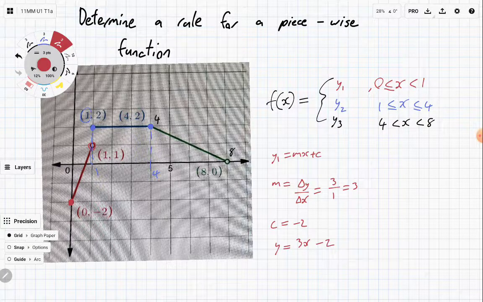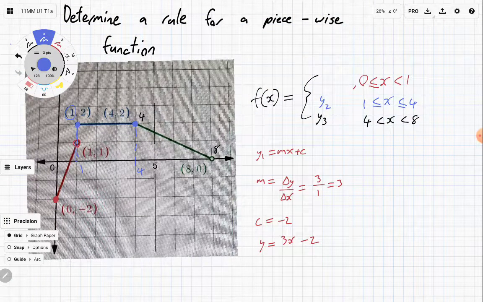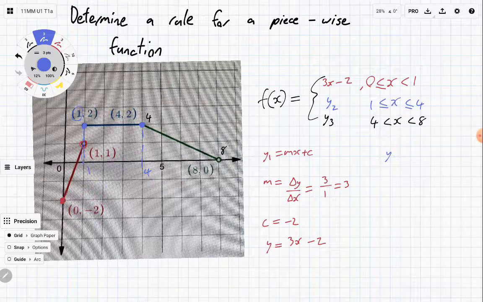You can double check by substituting in 1, checking you get 1 as an output, and substituting in 0 and checking you get negative 2 as an output. That's an easy one. So I've already figured out the equation of y1. It's 3x minus 2. y2 is equally easy. y2 is a horizontal line, meaning it's y2 equals c, or you can say y2 equals mx plus c, but m is equal to 0. It's a flat line. Therefore, y2 is equal to c.